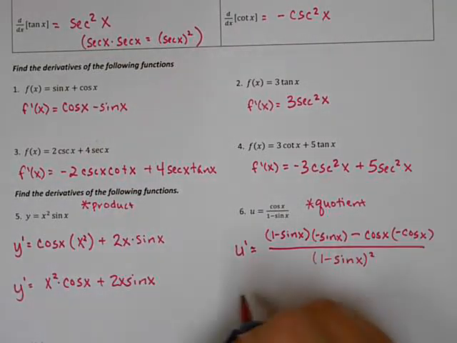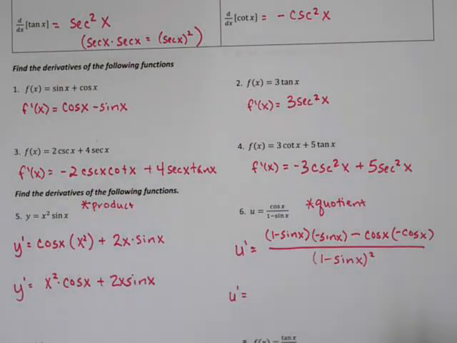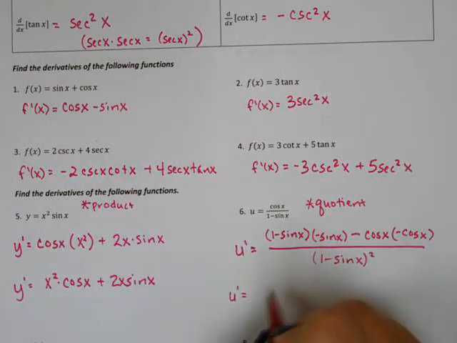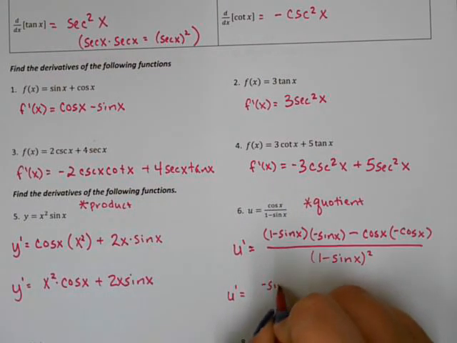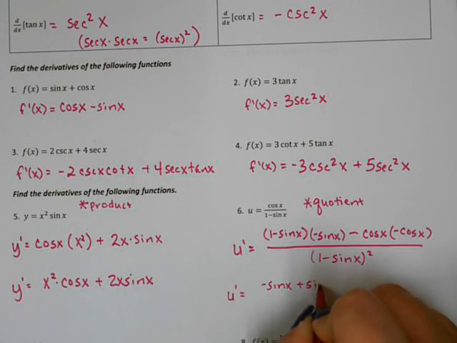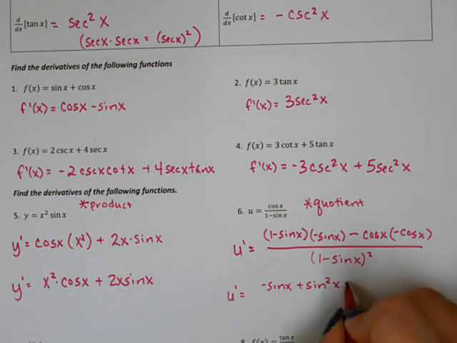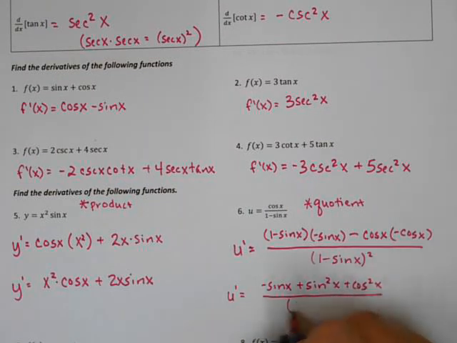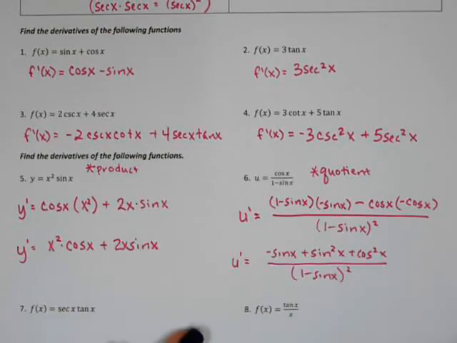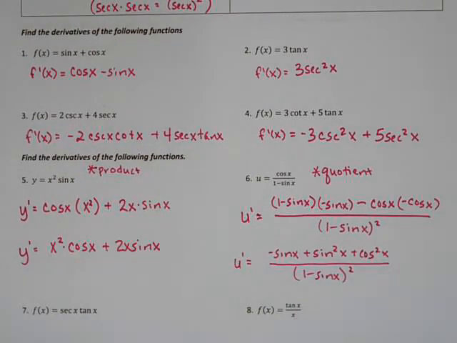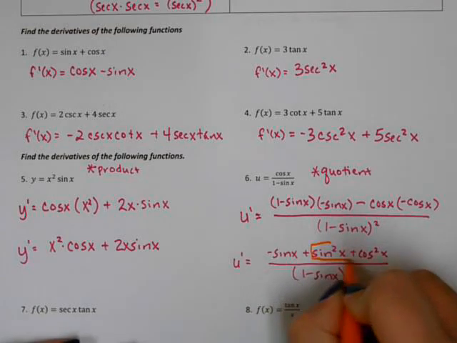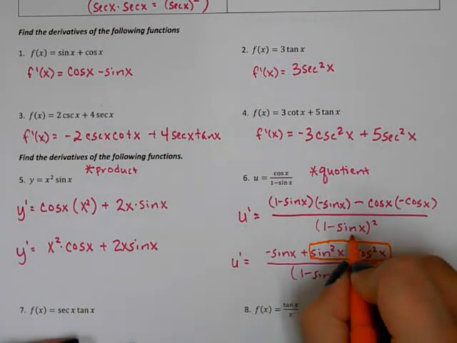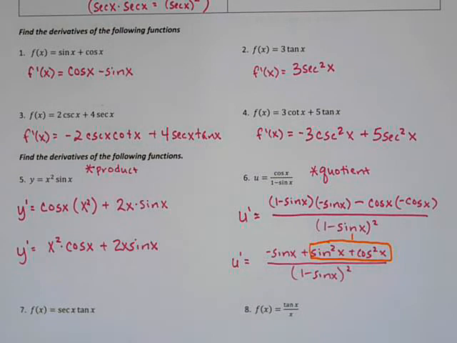Now we can do some simplifying here. You're going to need to remember some trig rules. So if I distribute this negative sine x, let's see, I'd have negative sine x plus sine squared x, and then this is plus cosine squared x, all over 1 minus sine x quantity squared. And hopefully, when you guys look at sine squared x plus cosine squared x, you can remember that that equals 1. That's one of your Pythagorean identities from trig.